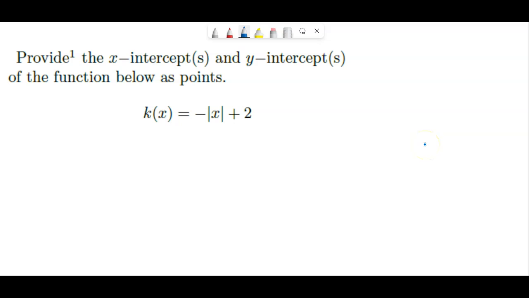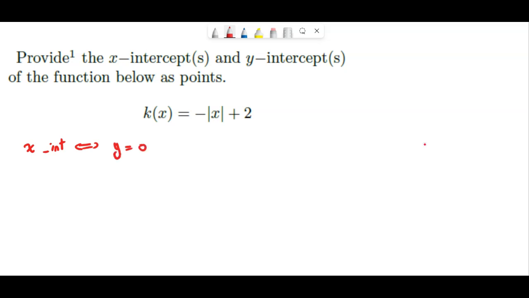In this video, we want to find the x-intercept and the y-intercept of the following function, which is a function that has an absolute value in it. Okay, so let's start with the definition of the x-intercept. If you are looking for the x-intercept, this is equivalent to saying that y would be 0.